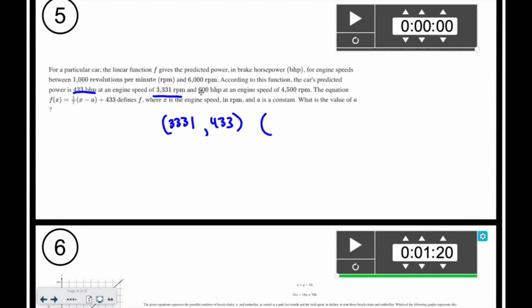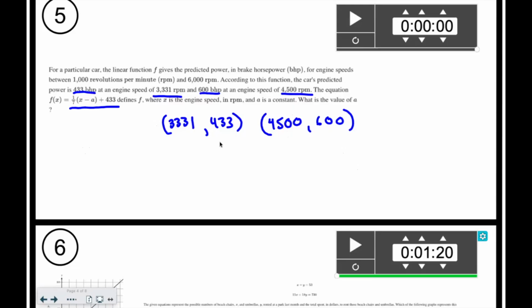Now, I don't need this, but I do want to go over this. This right here would tell me that I have an X value of 4,500 and a Y value of 600. So I could use these 2 points and use a Desmos table. But the issue with that is that the Desmos table is going to give us the answer in slope intercept form, and this is not given in slope intercept form. So I wouldn't do that.